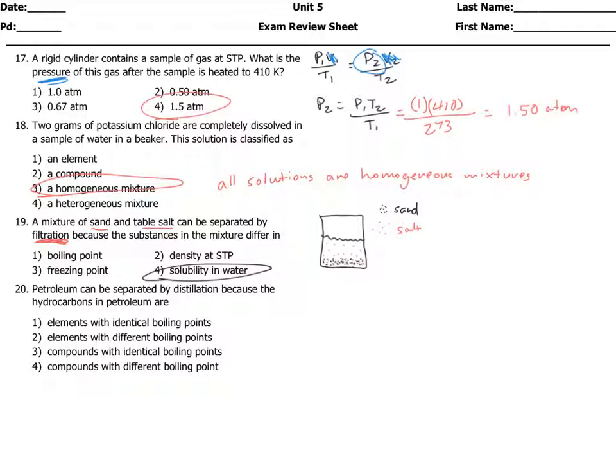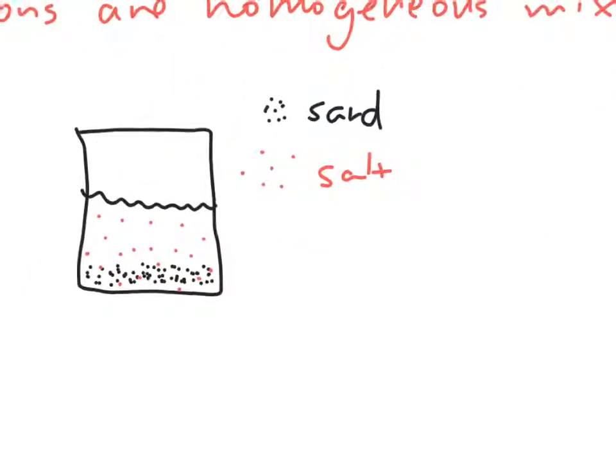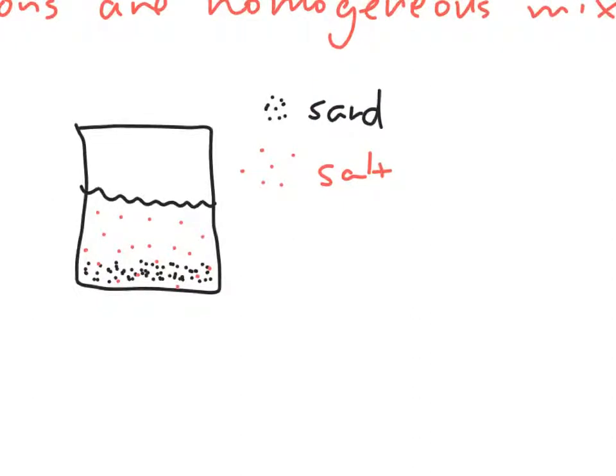To help explain that, I'm drawing a quick particle diagram. Basically, I'm using a key of black dots for sand and red dots for salt. The water is indicated by the squiggly line. So you can see that the salt is evenly dispersed throughout the water. That's because salt is going to form a homogeneous mixture with water. Sand would form a heterogeneous mixture with water because it doesn't dissolve.